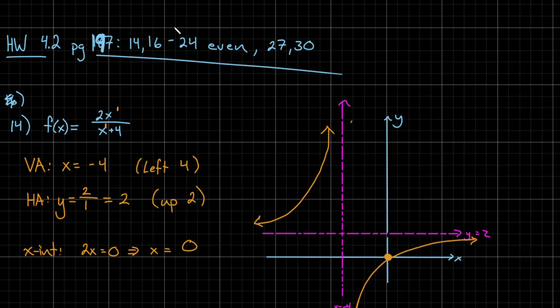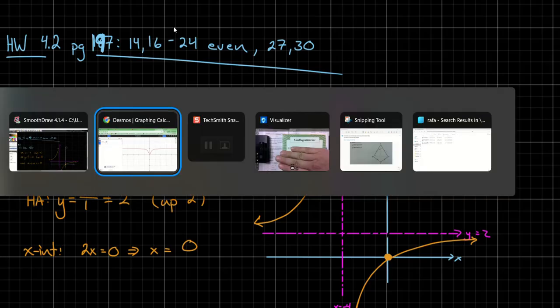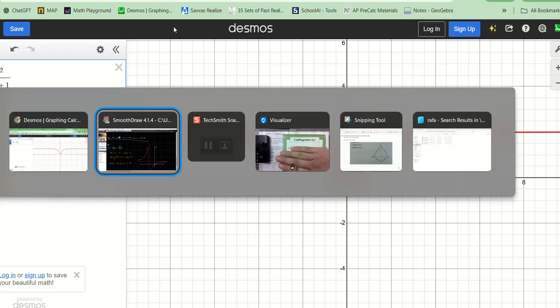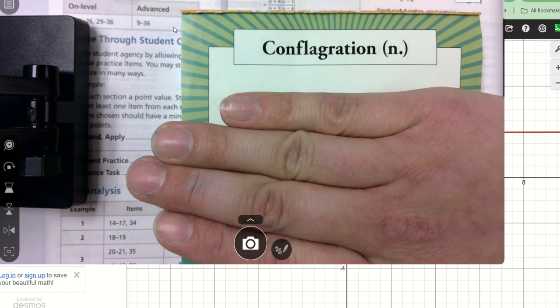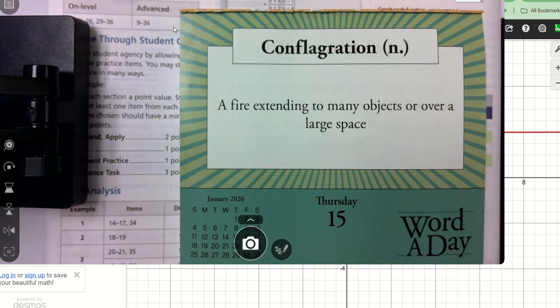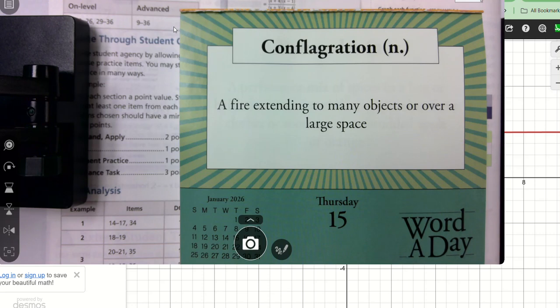Alaska, during the summertime, we encounter quite a bit of conflagration. Conflagration. I have never seen this word in my life. Conflagration. It is fire that extends to many objects or over a large space. So when you have a big forest fire, if you wanted to sound pretentious, you could say, "Huh, quite a conflagration we're having today," which sounds so stupid and obnoxious, but I kind of love it.